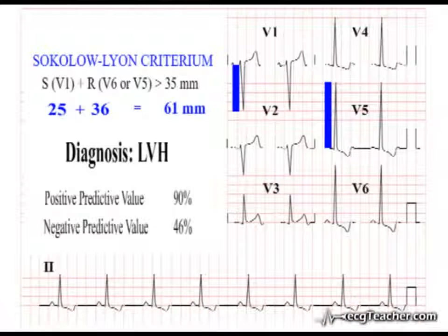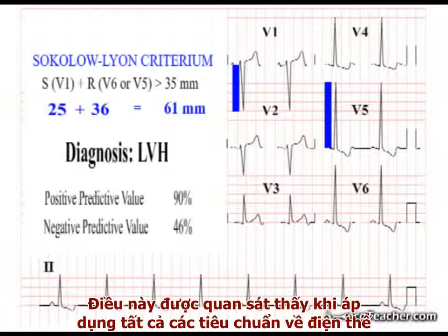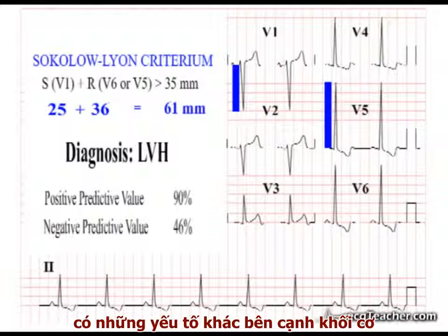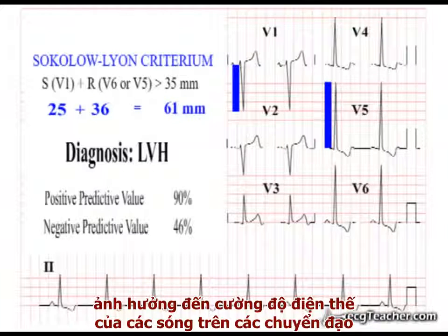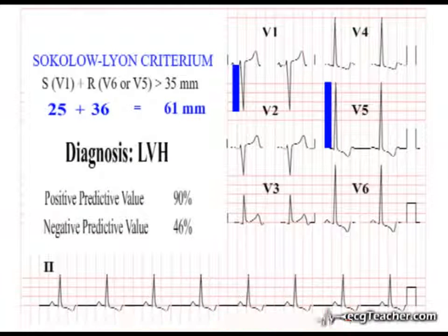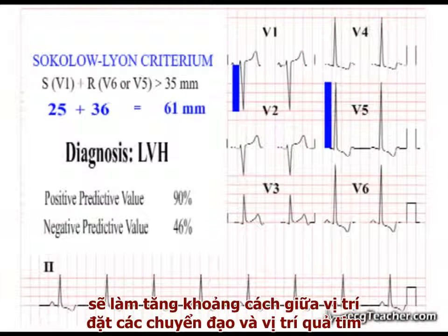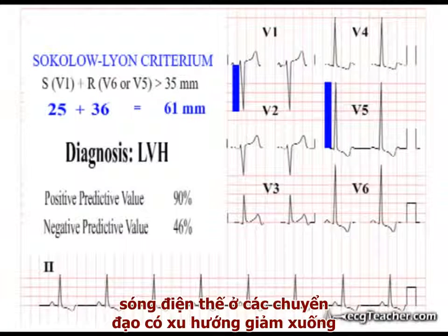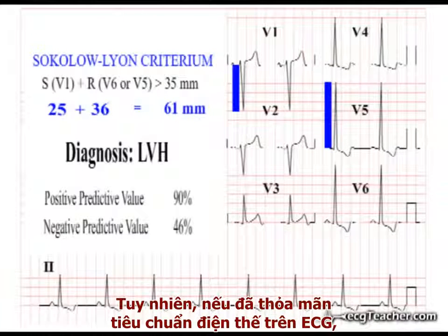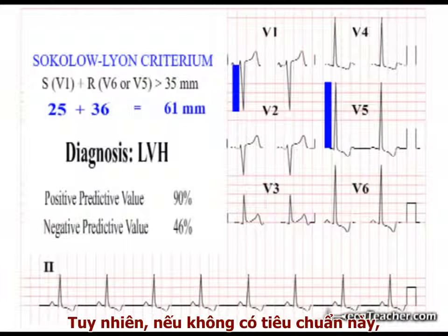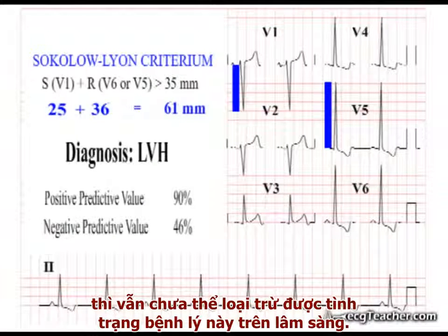This pattern is observed with all voltage criteria and probably reflects the fact that factors other than muscle mass influence the amplitude of deflections in the leads. For example, in obese individuals, the increased distance of the leads from the heart tends to dampen down the amplitude of the deflections produced. Basically, if the voltage criteria are present on the ECG, this is strong evidence of underlying LVH. However, if they are not, this does not reliably rule out hypertrophy.